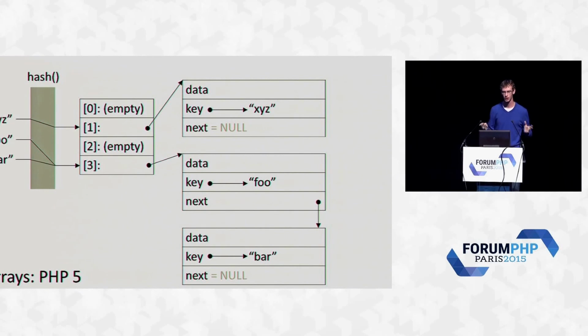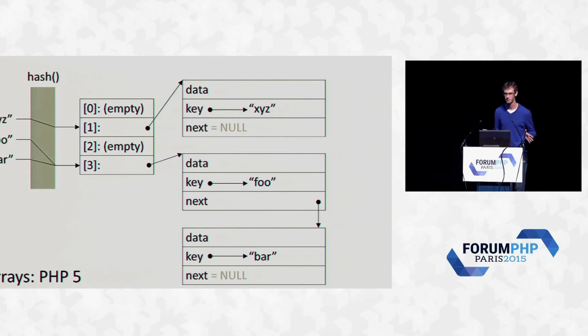And if you now do a lookup in this structure, so say you're looking for key bar, what you do is you start off at the index 3 and look at the first bucket of this index. And then you see, okay, this is the bucket for key foo. That's not the one I want to have. So you follow the next pointer and get to the next bucket. And then again, you compare the key and see this is key bar. Yay, that's what I want to have.